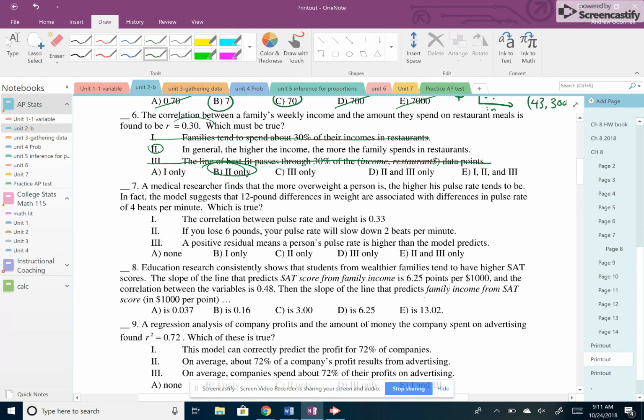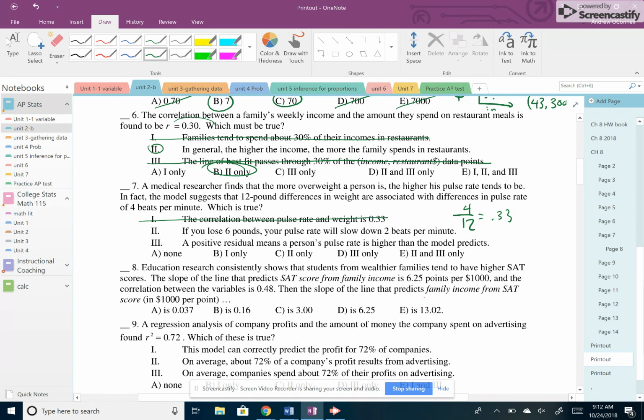A medical researcher finds that the more overweight a person is, the higher their pulse rate tends to be. In fact, the model suggests that 12-pound differences in weight are associated with differences in pulse rate of 4 beats per minute, which is true. The correlation between pulse rate and weight is 0.33. Well, what it's looking at is the 12-pound differences leading to 4 beats per minute. Well, 4 divided by 12 is 0.33. But what I actually just found right there is not correlation.